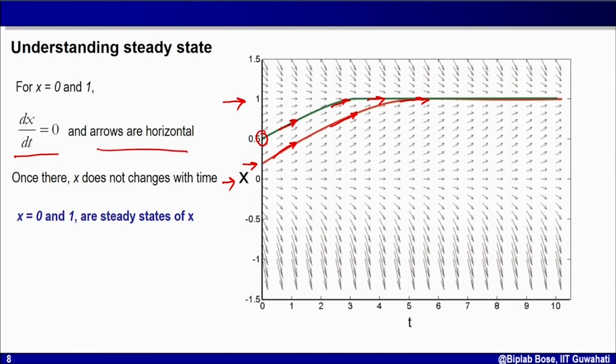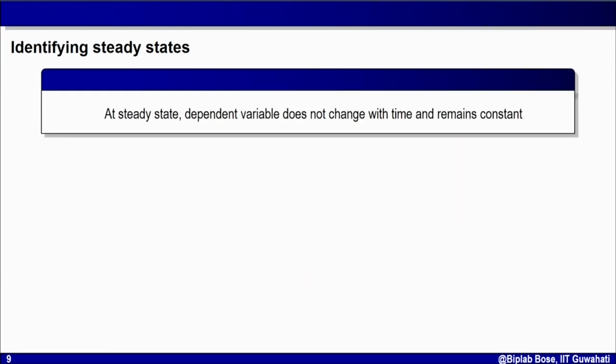So I have two values of x where dx/dt equals 0 and the arrows are horizontal. These two values are called steady states of x. These are steady states because the dependent variable x is not changing with time and is constant for these values. If you are at those values, the system will not change with time, it will stay there. So that's why these two values are called steady states.